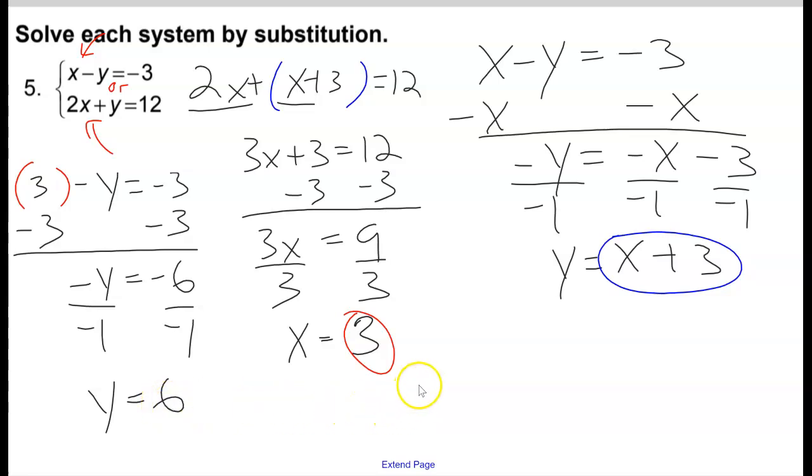Now, technically, could you take this and plug it in? Yeah, 3 plus 3 is 6, but they say plug it into the original. So our actual point is going to be 3, 6. Don't forget to put the x first.